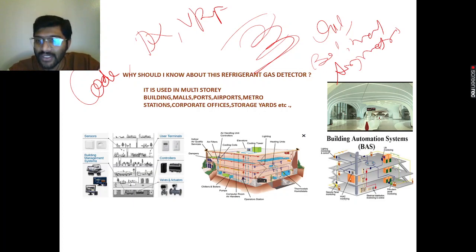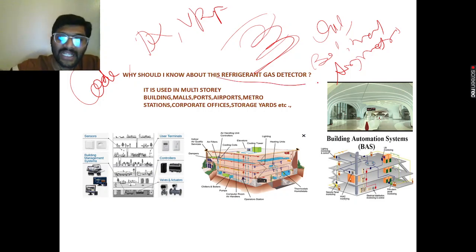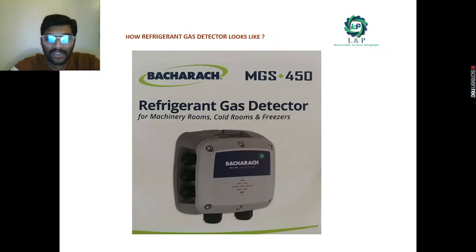Wherever we use refrigerant, especially in gas form, we need to know whether it is leaking or not. To identify that, we use this refrigerant gas detector. Today we will look at an example, the MGS 450. It is dedicatedly created for machinery rooms, cold rooms, and freezers.